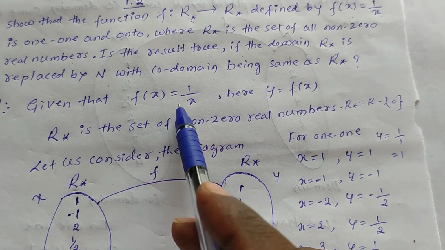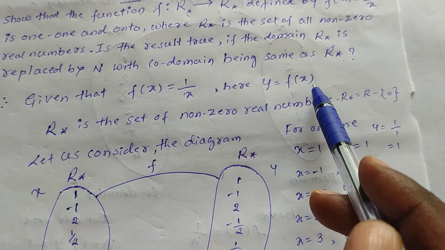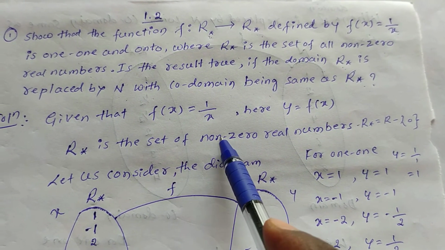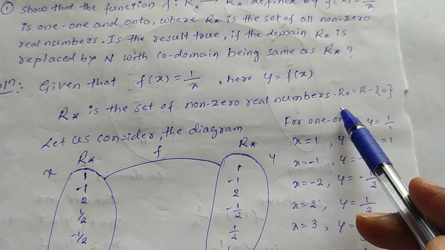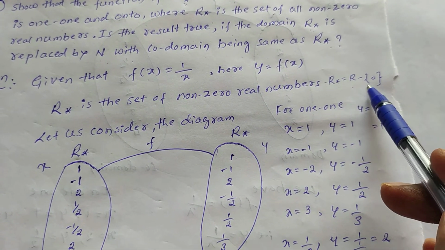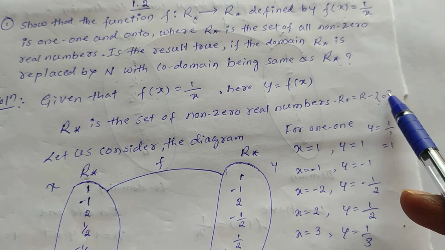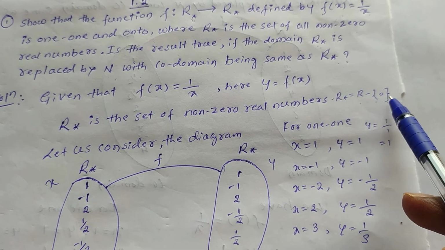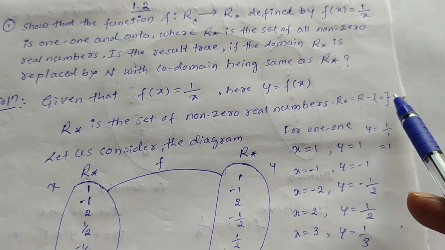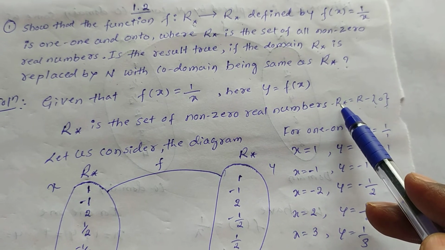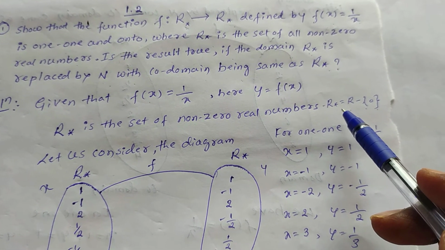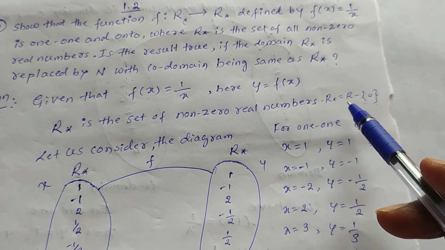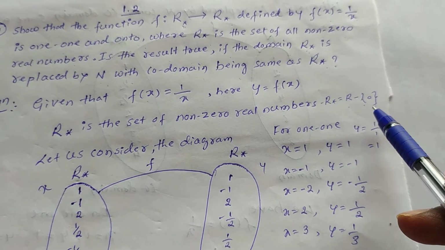Given that f of x equals 1 by x, here y equals f of x, meaning y equals 1 by x. R star is the set of non-zero real numbers, therefore R star equals R minus 0, because we have to remove the 0. The element 0 does not belong to R star. R star is the set of non-zero real numbers. So as you know, real numbers is nothing but the set of rational and irrational numbers.